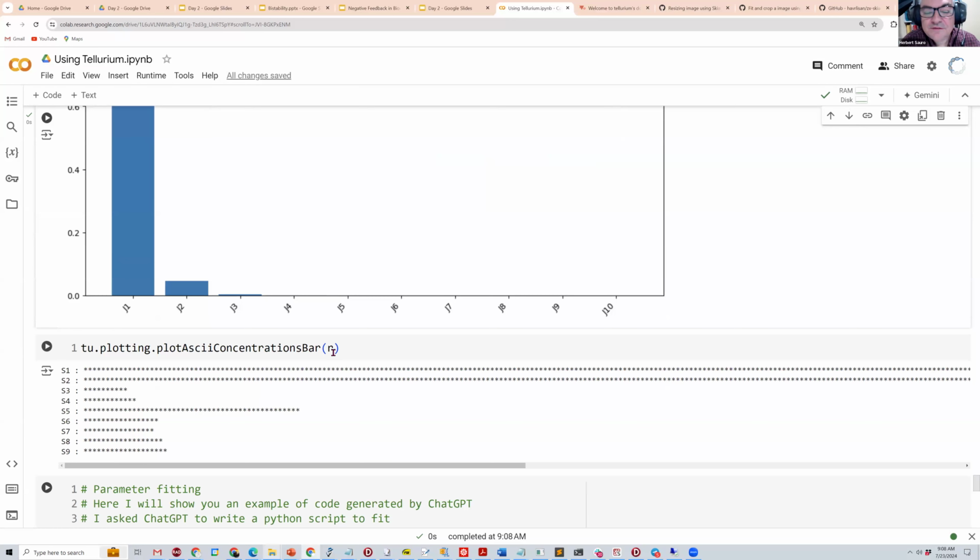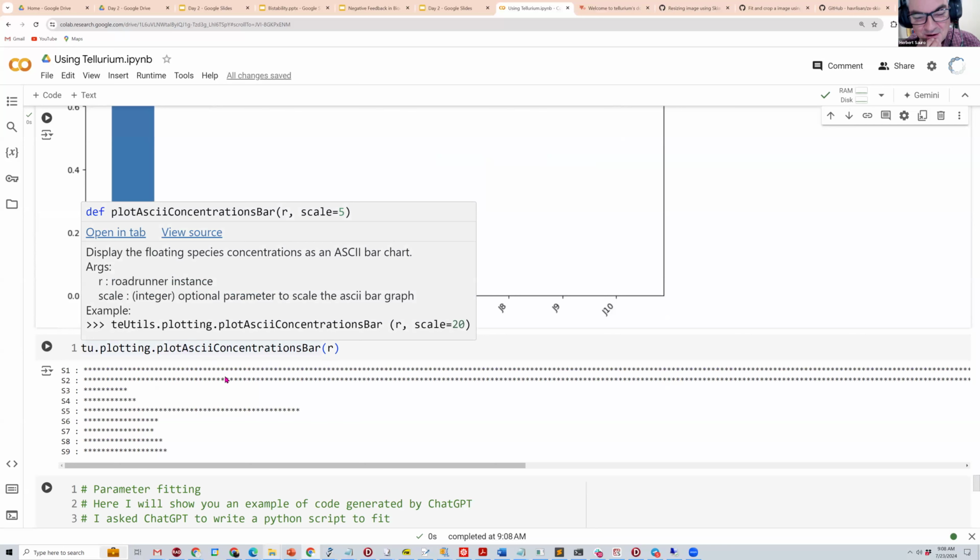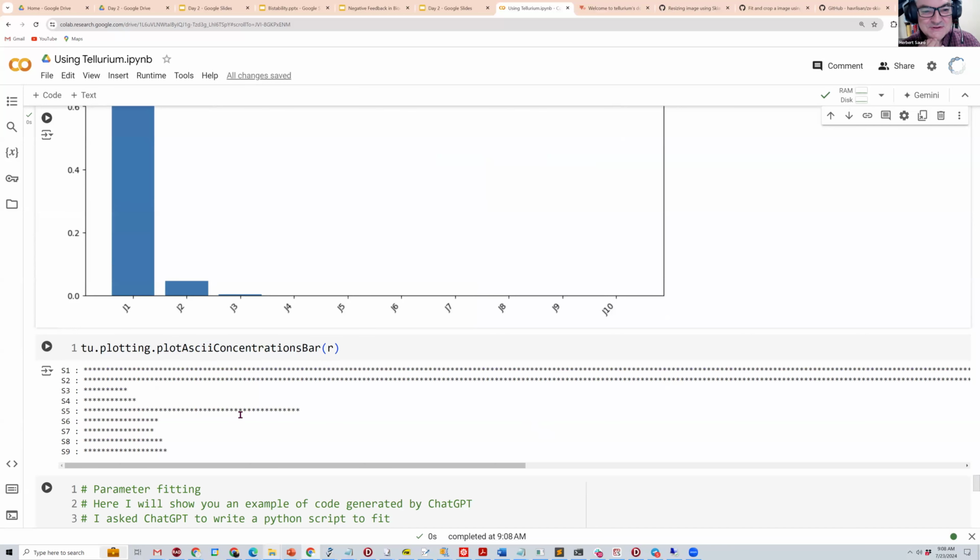And if you're really old-fashioned, I've got a couple of ASCII plots, all right? They just use characters to plot. So this plots an ASCII concentration bar where the number of asterisks gives you the concentration, right? And it's put on its side. So the species are down here, S1, S2, S3, and so on to S9.